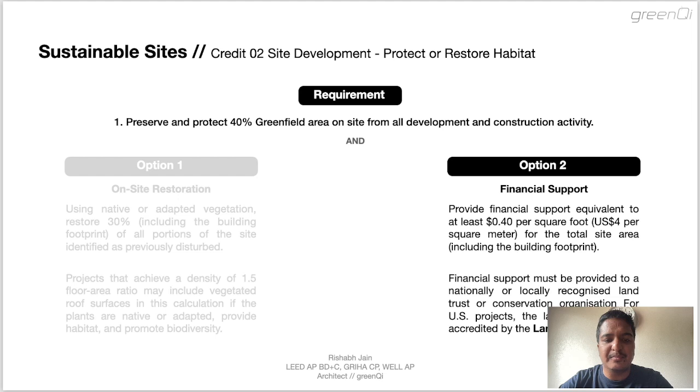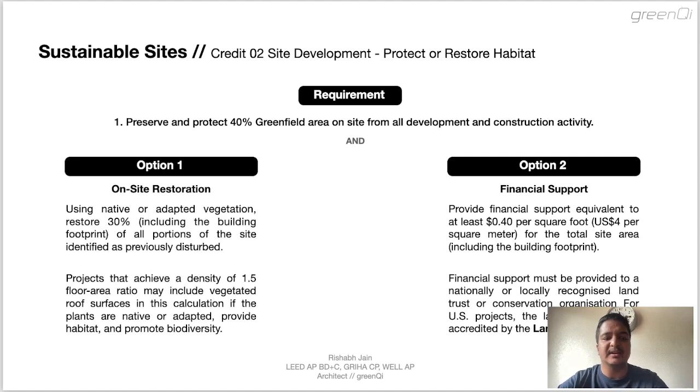The financial support must be provided to a nationally or locally recognized land trust or conservation organization. For US projects, the land trust must be accredited with Land Trust Alliance. You should remember this term. That's pretty much for the site development, protect and restore credit.